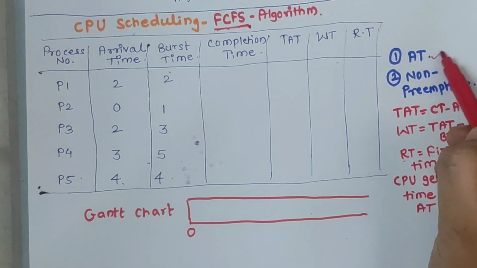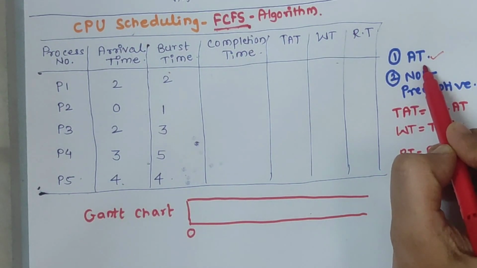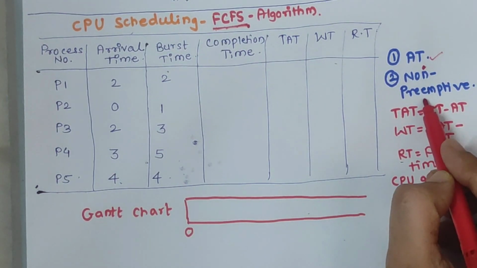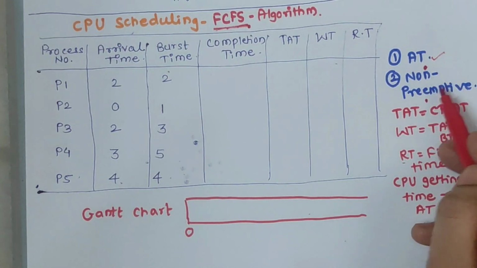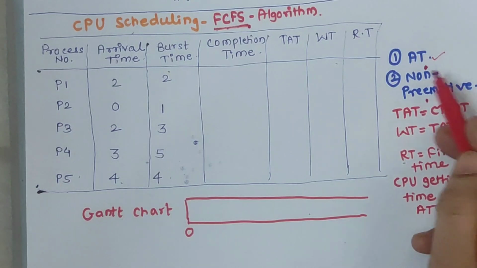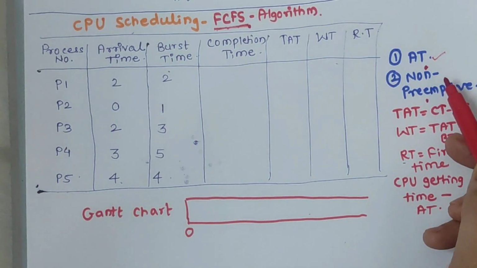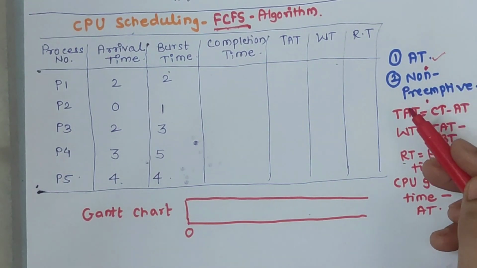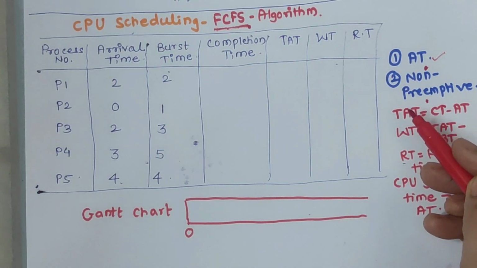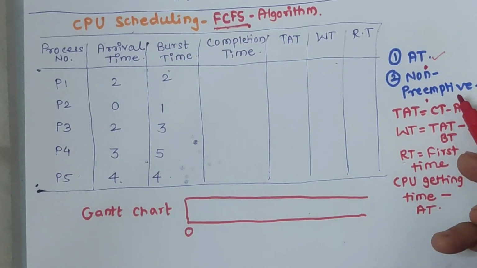There are two strategies. The first one is we have to see arrival time, that is the time at which a process is arriving at the CPU. And the second thing we have to remember is it is a non-preemptive scheduling algorithm. There are two types of scheduling algorithm: the first one is preemptive and the second one is non-preemptive. Non-preemptive means that once the process is provided to the CPU for execution, you cannot preempt that process from execution. That is, we cannot remove that process from the CPU unless its execution is completed. So this is a non-preemptive type of scheduling algorithm.